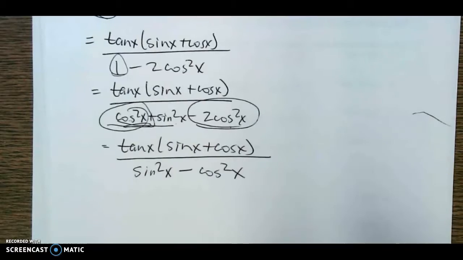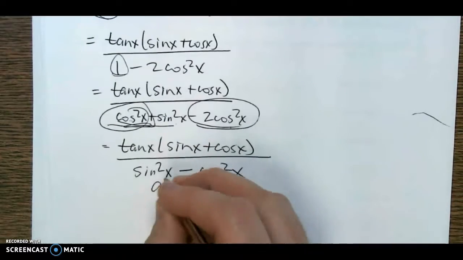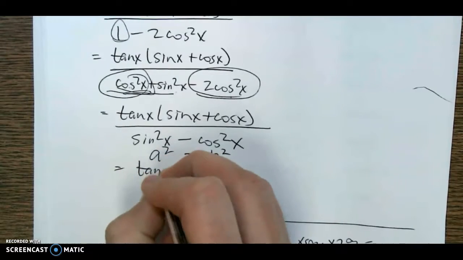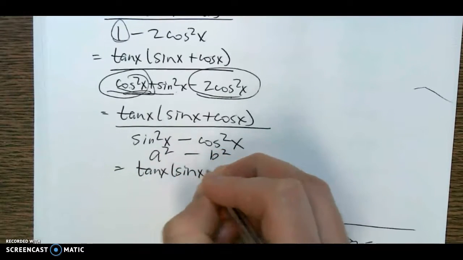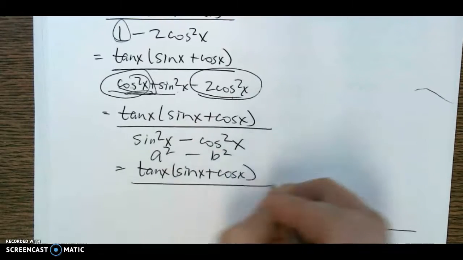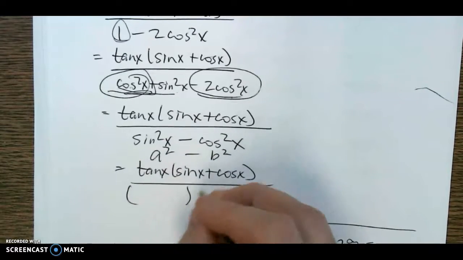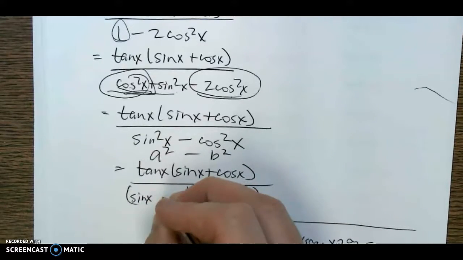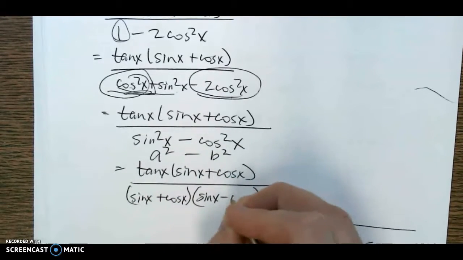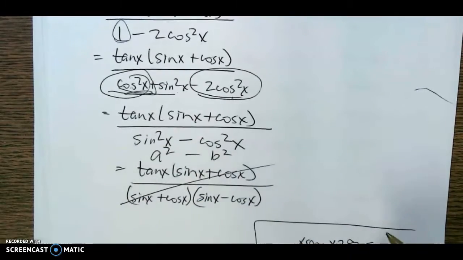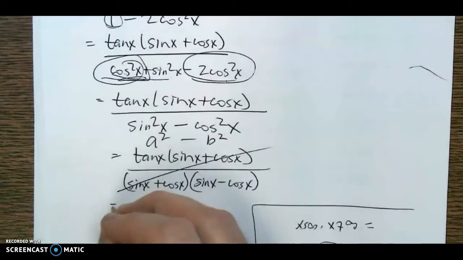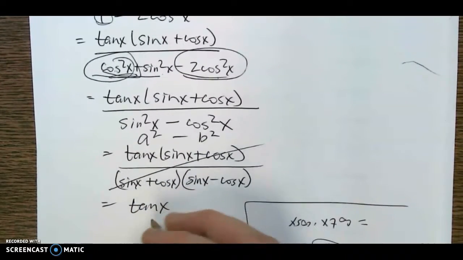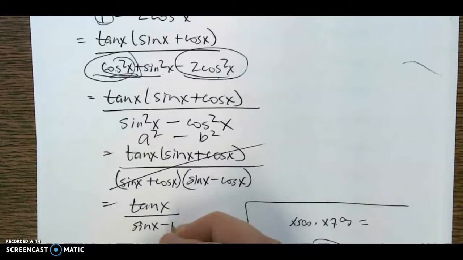We're getting closer. Now the bottom needs to be factored. This is now a difference of 2 squares. So we leave the top, and we take the bottom and we split it into sine times sine and cosine times negative cosine. And the sine plus cosine cancels, and that is what we wanted to prove. Tangent over sine minus cosine.